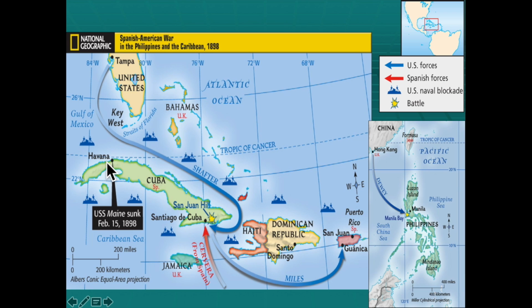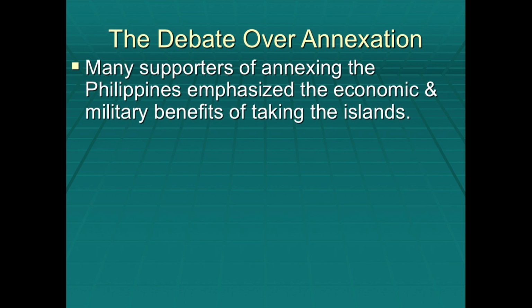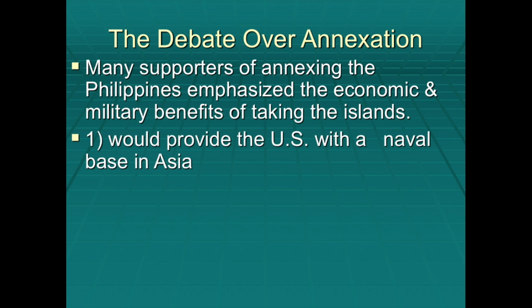And this, of course, started the complete sentiment, even though that would have been just a trigger, and sentiments existed before, and it's always the case. Debate over annexation. Many supporters of annexing the Philippines emphasized the economic and military benefits of taking the islands, one of them being sugarcane. One, it would provide the U.S. with a naval base in Asia.